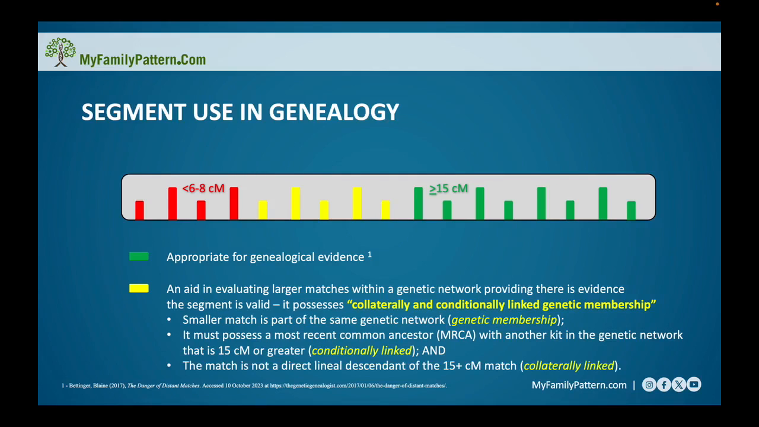And then lastly, that small match should not be a direct linear descendant of one of those larger matches. If it is, it doesn't provide us any additional value because it's not going to help us identify one of those great-grandparents in which we should be looking to research more specifically. In other words, it should be collaterally matched, so not directly descendant, which means it shouldn't be a child or grandchild of one of those larger matches.